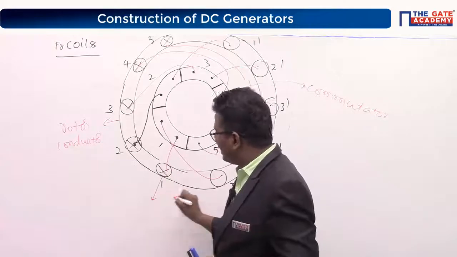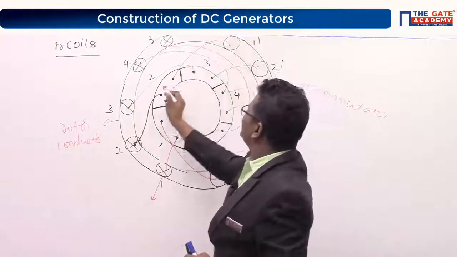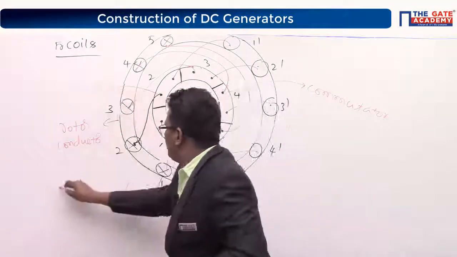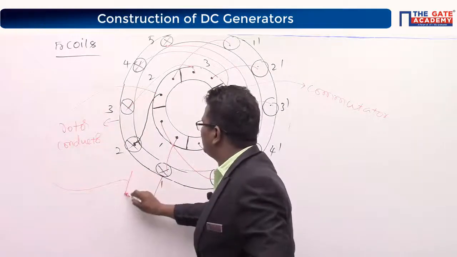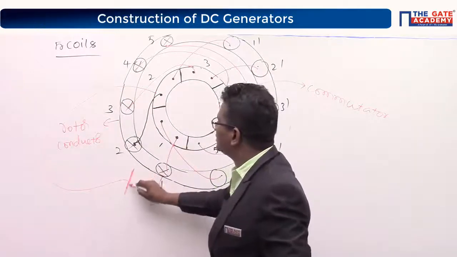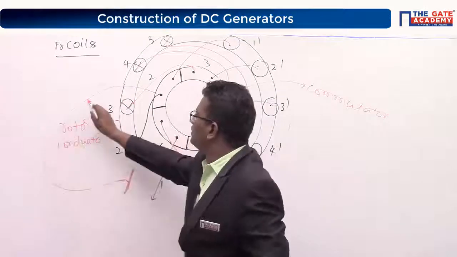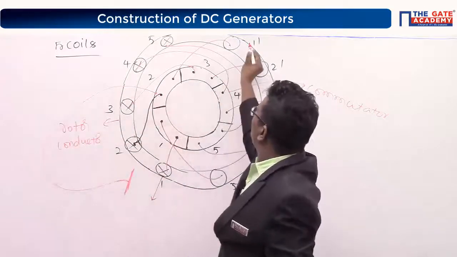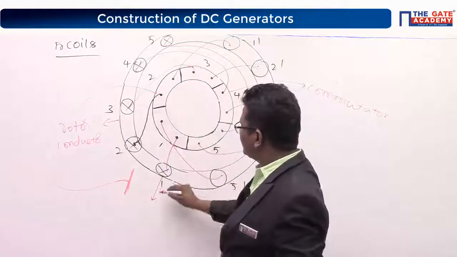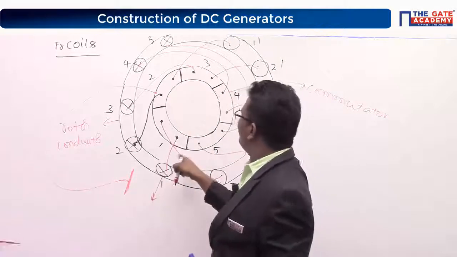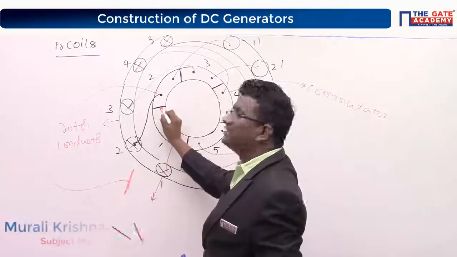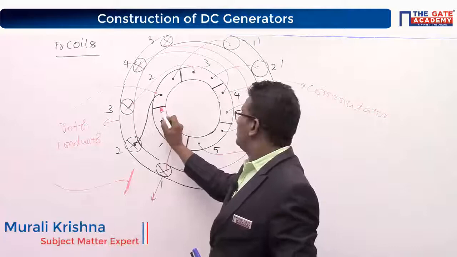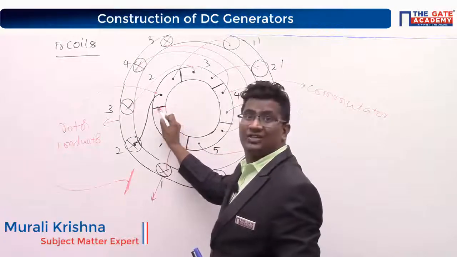This is 1, correct? Your 1 dash is connected here, right? Look at where I am plotting this. This is purely theoretical, you have to understand. Your 1 dash is connected here, your 1 is connected here. Tell me, between 1 and 1 dash, is insulation there or not?